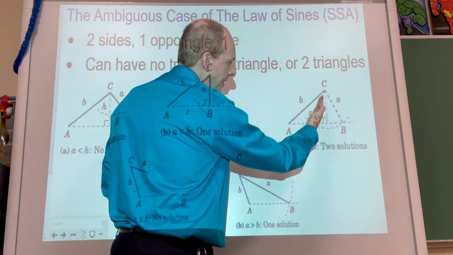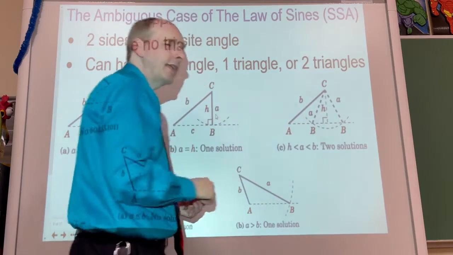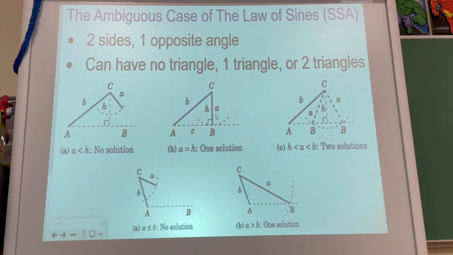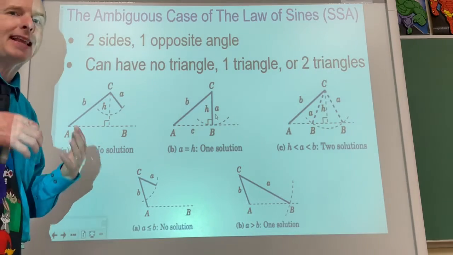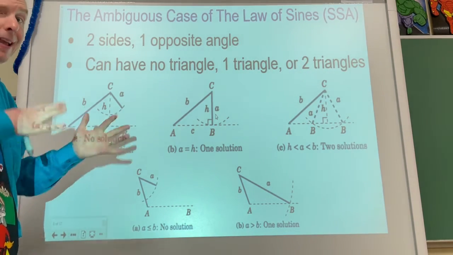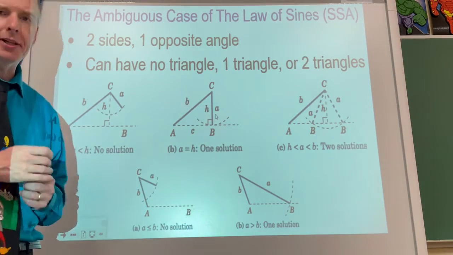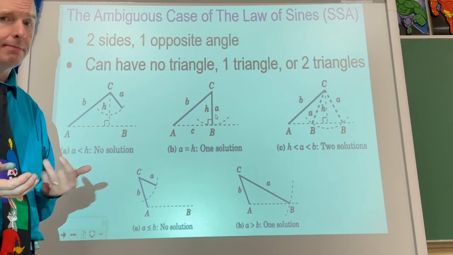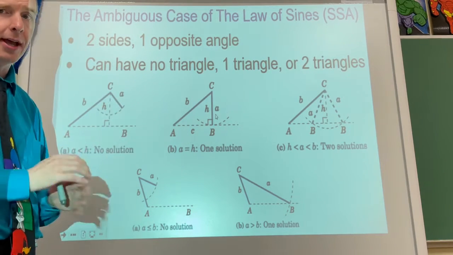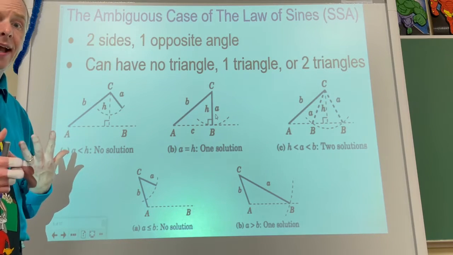Maybe the triangle comes this way, though. So maybe we get an acute triangle, maybe we get an obtuse triangle, but we get more than one possible answer. And because we get all these different possibilities, that's why this is called the ambiguous case. When you're given two sides and an opposite angle, we got a lot of different things that could happen. And instead of sitting there trying to memorize all these, because nobody's going to do that, it's probably easiest just to plug through and try it out and see.